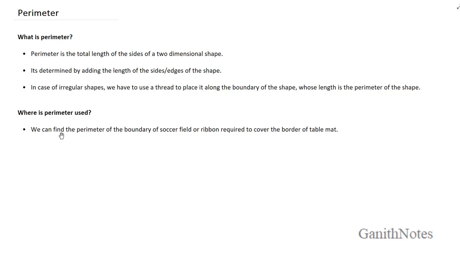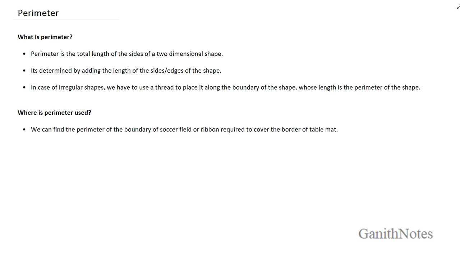So where is perimeter actually used in day-to-day life? We find the perimeter of the boundary of a soccer field, or in the case of a table mat, if you want to go around the table mat using a ribbon, then you need to find the perimeter of that table mat, so the ribbon required to cover the border of the table mat can be bought.